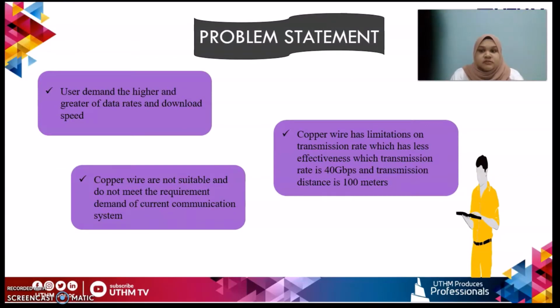So first is user demand for higher and greater data rates and download speeds. Next, copper wire is not suitable and does not meet the demand of current communication systems. And the last one is copper wire has limitations on transmission rate, which is less efficient, where the transmission rate is 40 gigabit per second and the transmission distance is 100 meters. So I will pass to my friends.